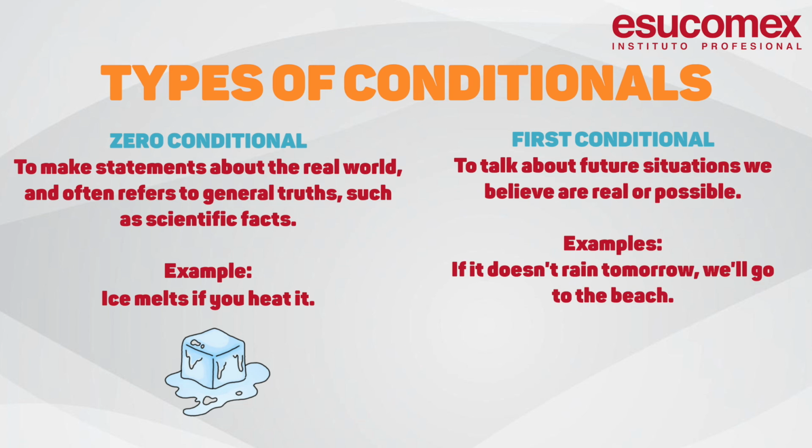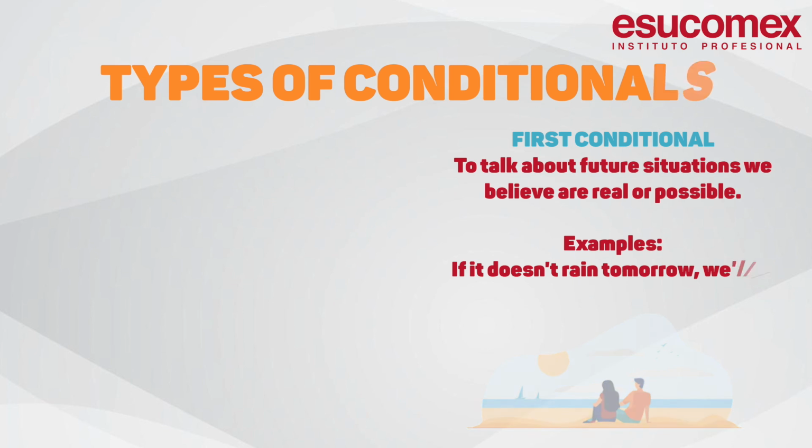First conditional. We use the first conditional to talk about future situations that we believe are real or possible. Look at the example. If it doesn't rain tomorrow, we'll go to the beach. It is possible that if it doesn't rain, they will go to the beach.